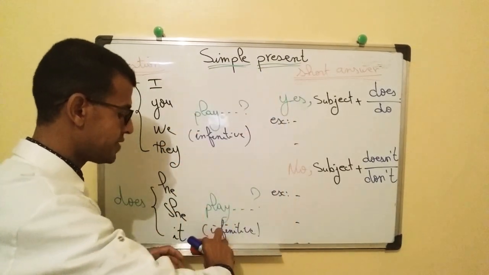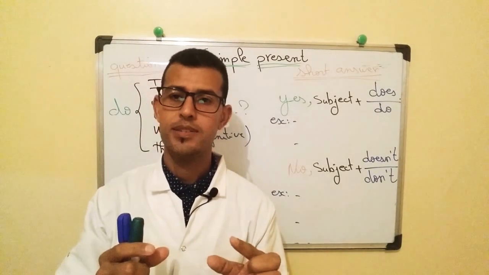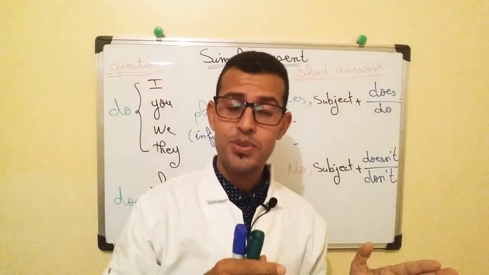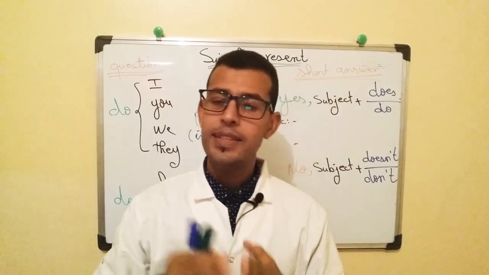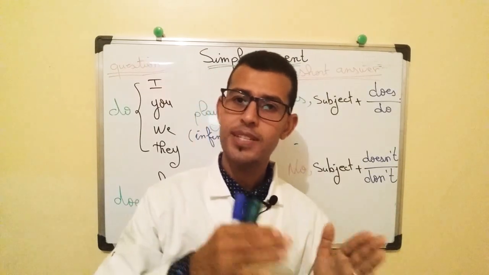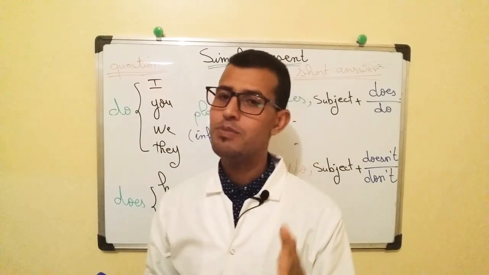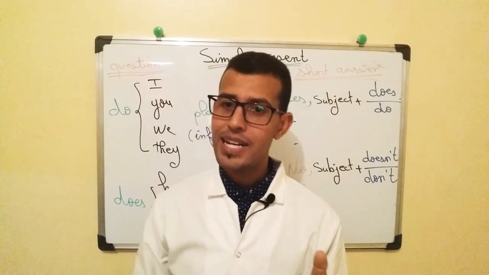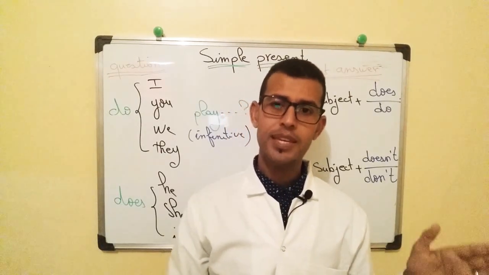How to answer. We can have two kinds of answer: a complete answer or a short answer. For example, does your mom make couscous? Yes, my mom makes couscous. Does your dad wash the car? Yes, my dad washes the car. Does the baby cry every night? Yes, the baby cries every night. Do you speak English? Yes, I speak English.